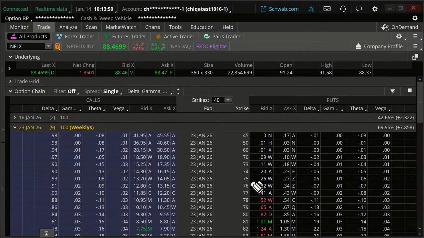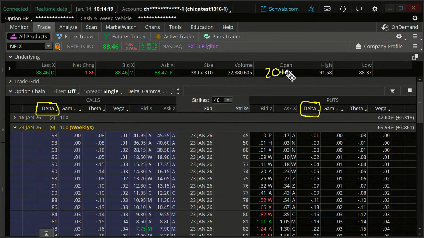Now, what I'm going to do is use delta as kind of a guide here to try and help us find a strike. Now, delta tells us how much the option is going to move in relationship to a $1 move in the stock. It's an estimation, at least. It's not exact. We don't know exact. But it can also give us an idea of probabilities and help us to pick a strike price. And what I'm going to do here is go to about a 20 delta for my short strikes.